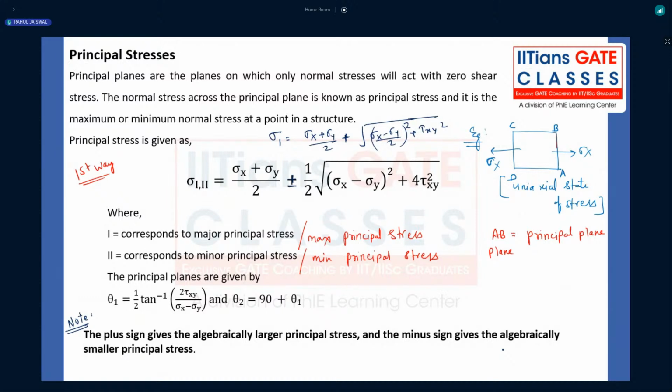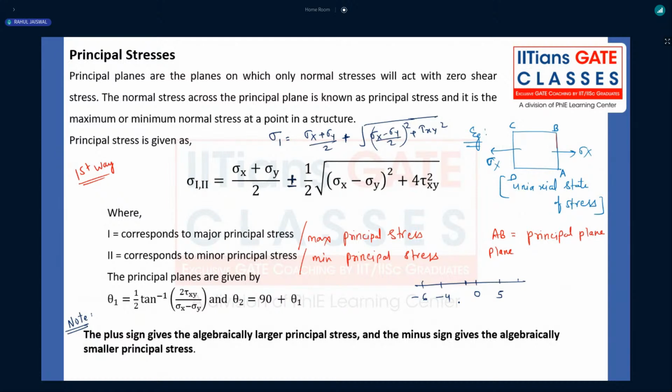What is the meaning of algebraically? We have to see it mathematically. You might know the mathematics number scale rule. Suppose this is 5, this is -6, and for example this is 0. Now tell me, mathematically, is -6 bigger or is 5 bigger? Mathematically, or algebraically, 5 is the bigger value.